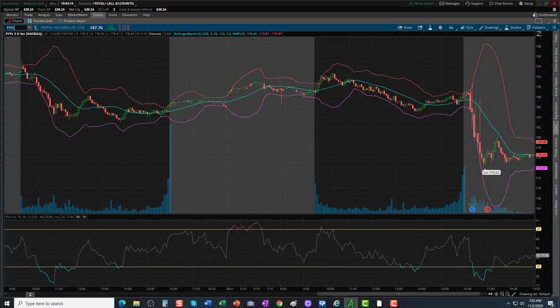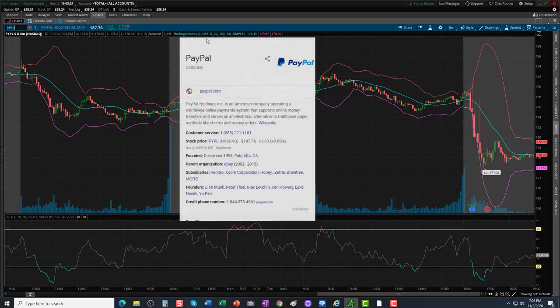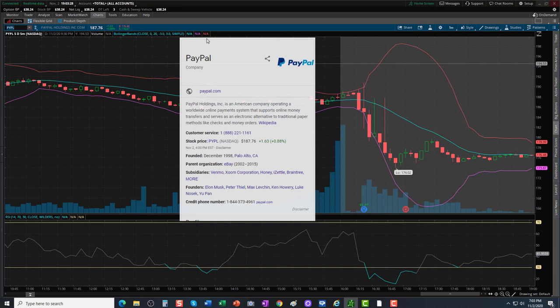Okay, folks, welcome to some post-earnings analysis of PayPal, ticker symbol PYPL. What you're looking at here is a five-minute chart. Normally, I wouldn't use a five-minute chart, but we're talking about after-hours price action here.